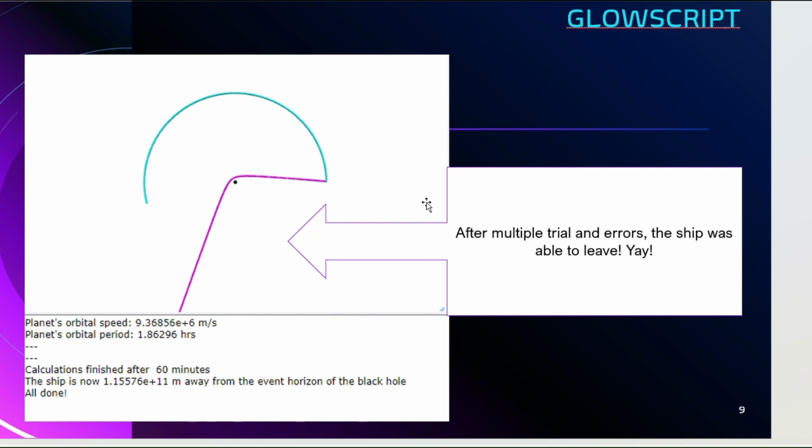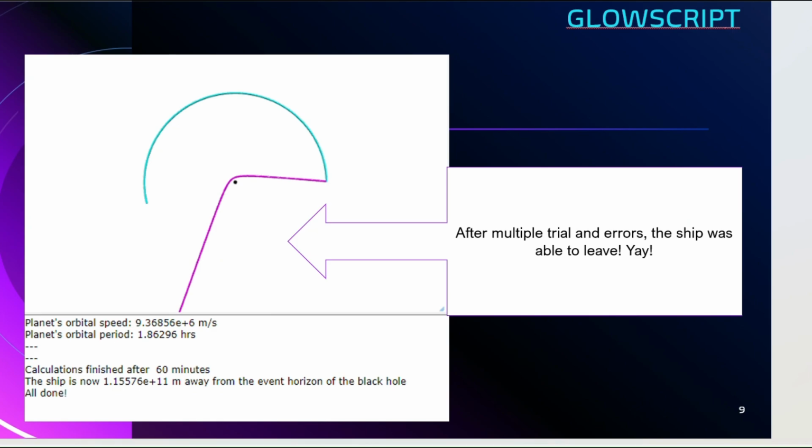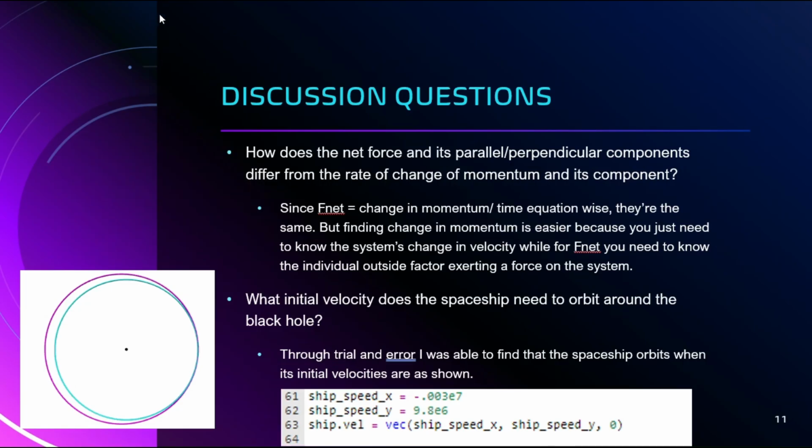Here was my result after multiple trial and errors, and the spaceship was able to leave. So yay. And here were errors and limitations that I thought were a part of my lab. I made some approximations, since the simulation and reality are very different. In reality, there could be other forces that influence the system. That goes alongside my assumptions, because I assumed that there were no other outside forces acting on the system. There could also have been errors with accuracy, since I used trial and error to find all these velocities, and there could possibly be more precise velocities that get closer to the black hole than what I had over here. These were the discussion questions that I tackled.